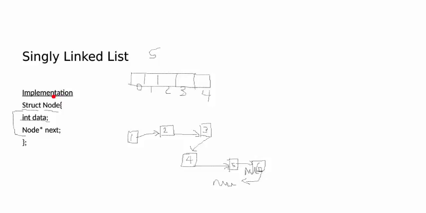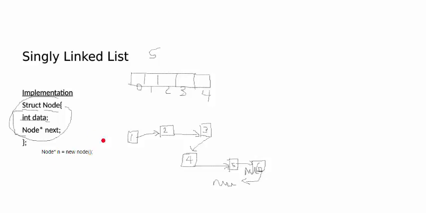So this is a structure. It ends with a semicolon. How do we create a linked list in the main function? It's something like this. You have to create an object of that node. Let's create it as a pointer: Node pointer n equals new Node.